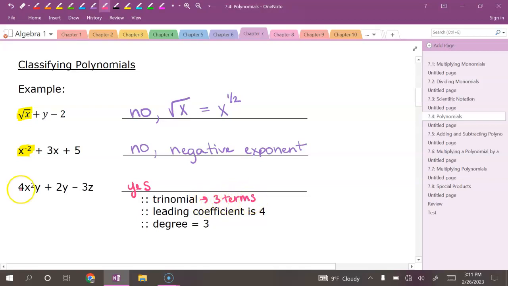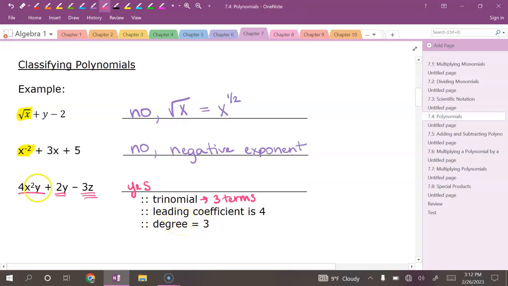The first term is that 4x squared y. The second term is the 2y. And the third term is this negative 3x. So that's why they're calling it a trinomial. Now, the leading coefficient and degree kind of have to go together. Let's talk about the degree first.